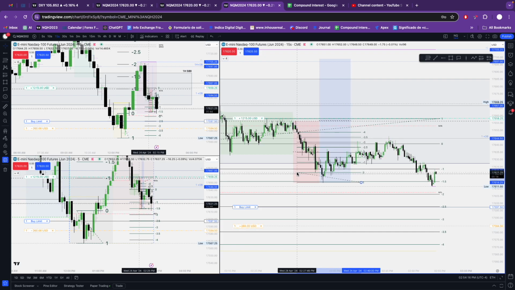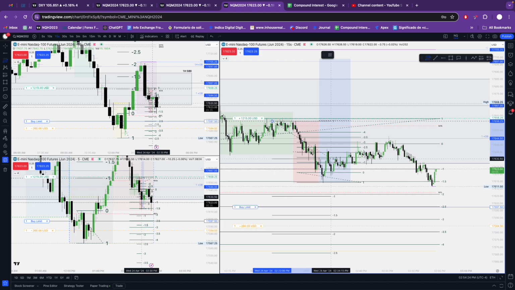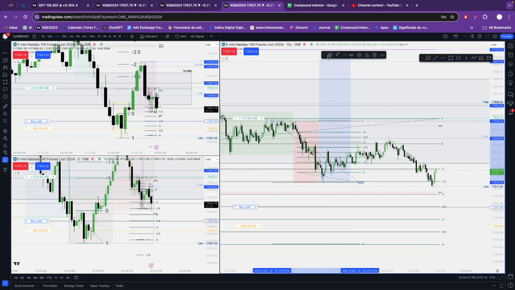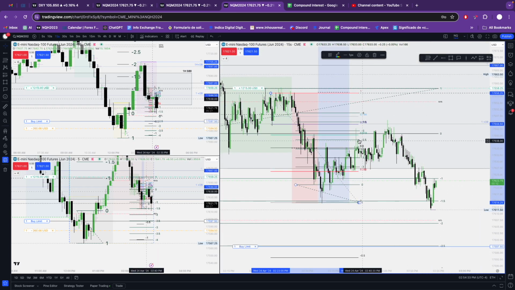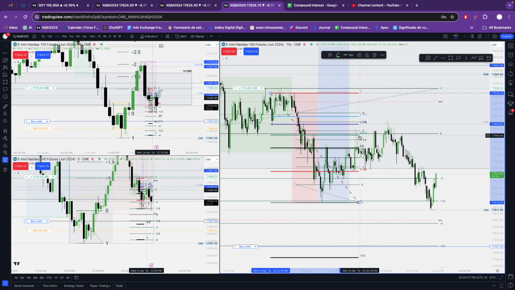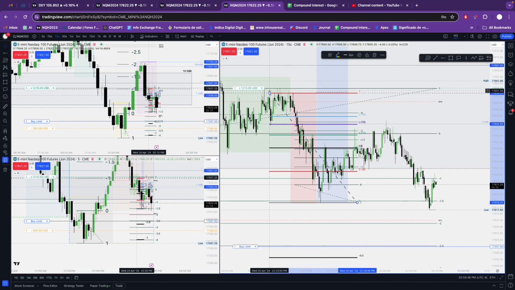Here's our 2.5, 3.5. Measure this here. Optimal trade entry for a short. Yep, right here. Right here. Optimal trade entry. Boom, boom, then boom. Did we optimal trade entry this? No. When should we optimal trade entry?